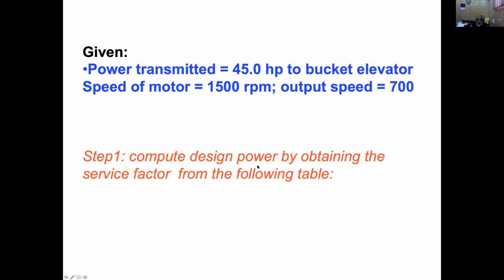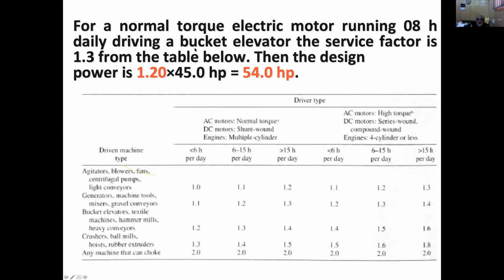So the first step is to compute the design power by obtaining the service factor. What is this design power? This is the power for which you have to design the belt. So this will always be higher than whatever is the power to be transmitted. Why? Because the power transmitted is not uniform. It has to take care of certain shocks and certain non-uniformity. So this is based on the operating condition, or the machine which you have to drive, or where the power is coming from.